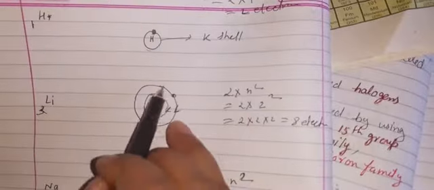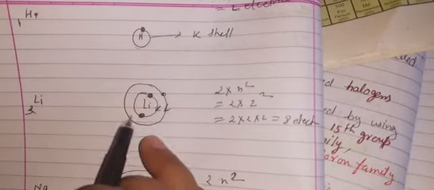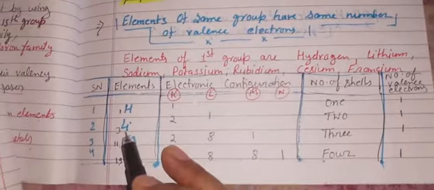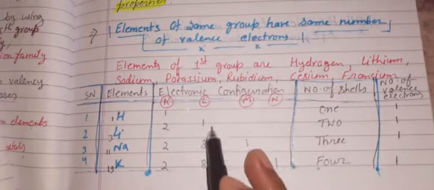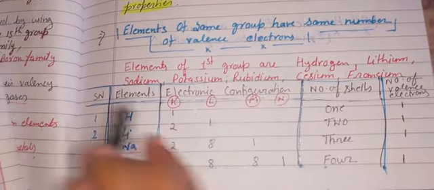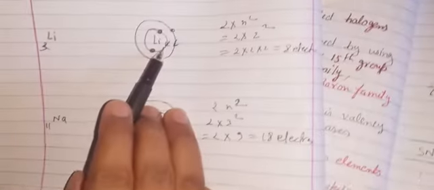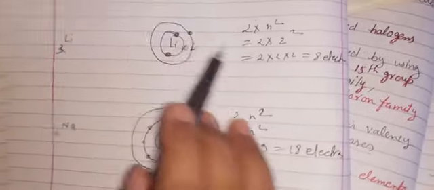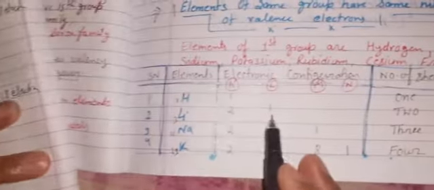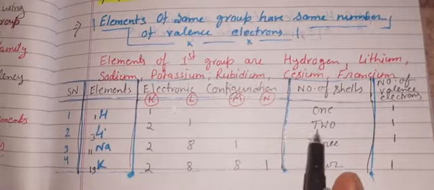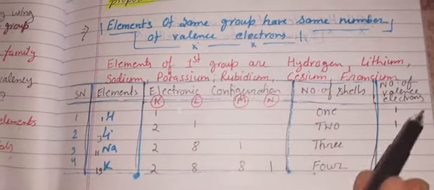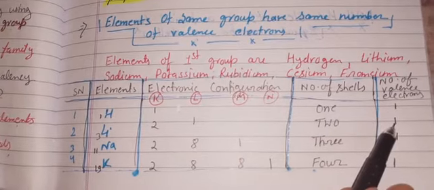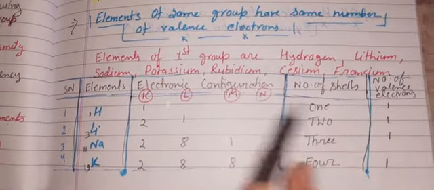And in lithium, 2 cells. In the outermost orbit, how many electrons? 1 electron. So you just see here in lithium I have written 2. In the first cell 2 electrons, in the second cell 1 electron. I have shown you the diagram also. This is the K cell, this is the L cell. Okay, so 2 and 1. So how many cells are there? 2 cells. Understood? In one atom of lithium there are 2 cells, and the number of valence electrons means how many electrons are present in the outermost orbit, that is 1.